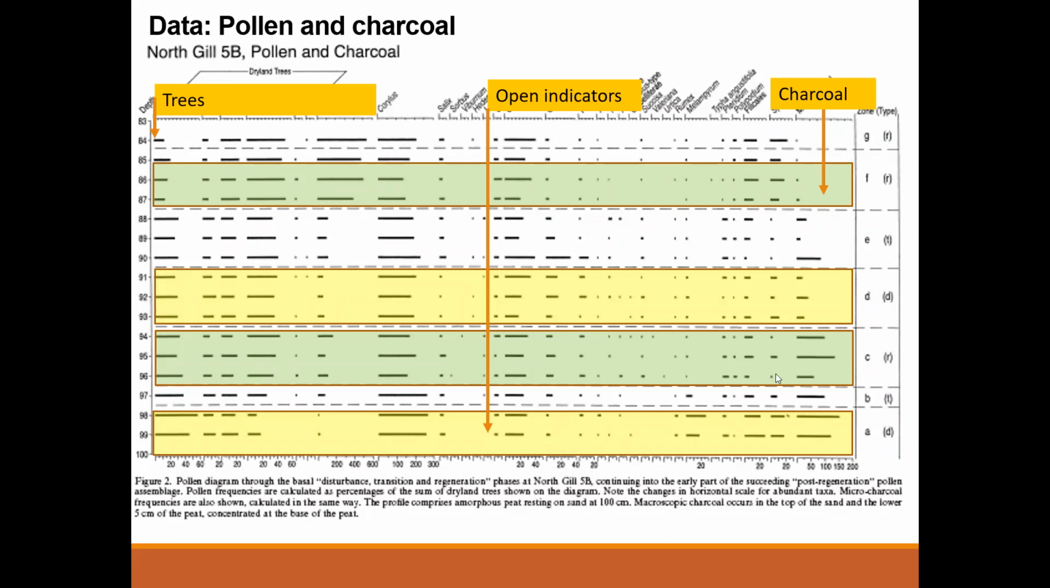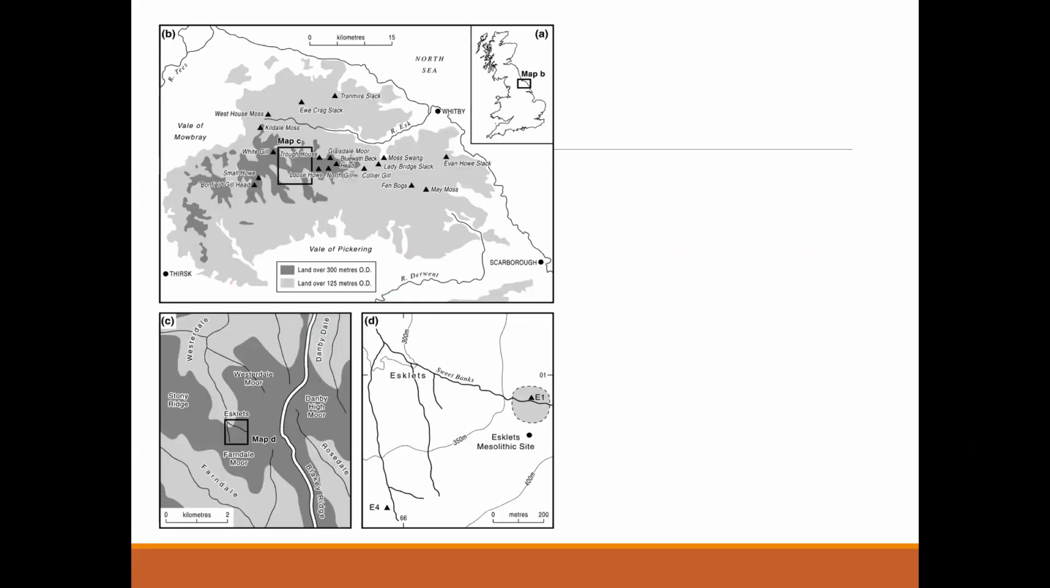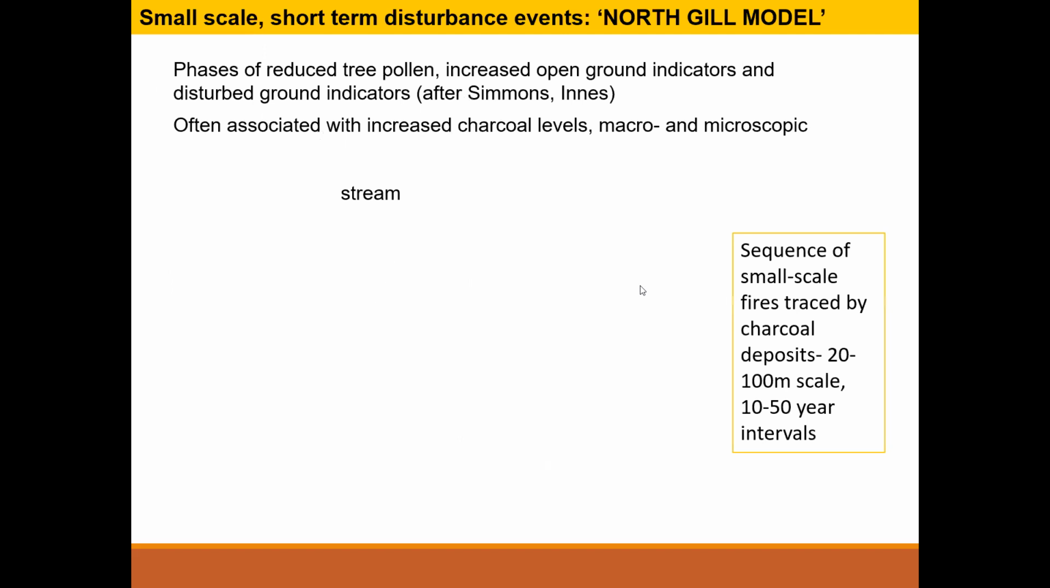And so this model, if you like, the Mesolithic impacts model, was then corroborated at different sites across this area of the North Yorkshire Moors, most recently published in Vegetation History and Archaeobotany, I think, or Holocene, I can't remember, by Albert and Innes at a site called Esklets, where you have a similar pattern of fire associated with woodland disturbance, but just for a short phase of time. Now, we could call this the North Gill model, because that's where it's best exemplified.